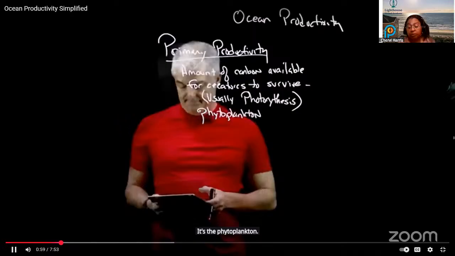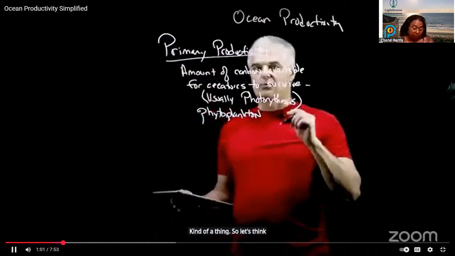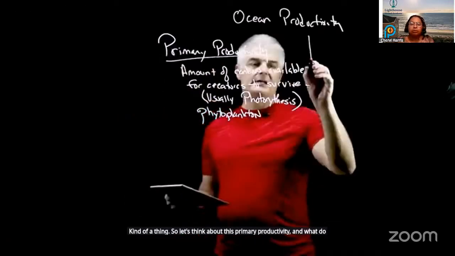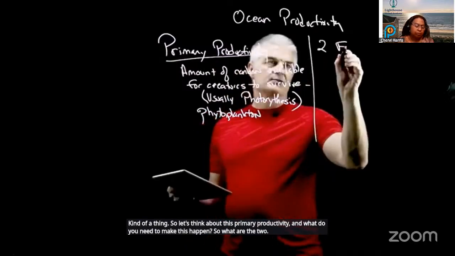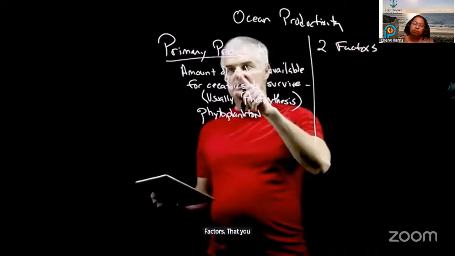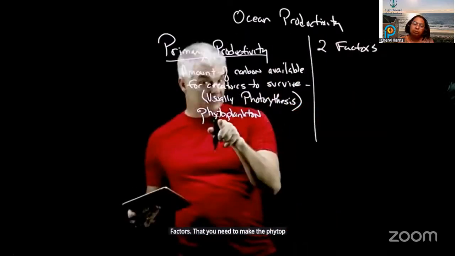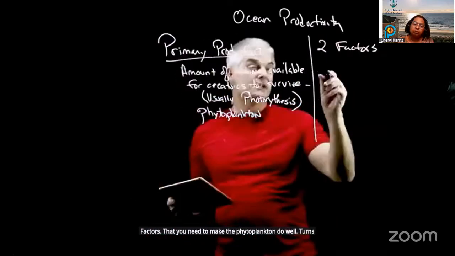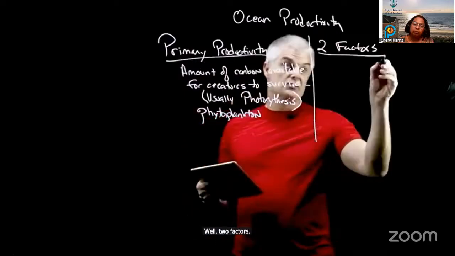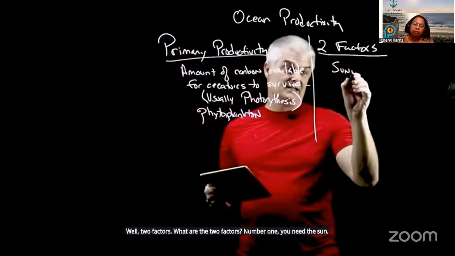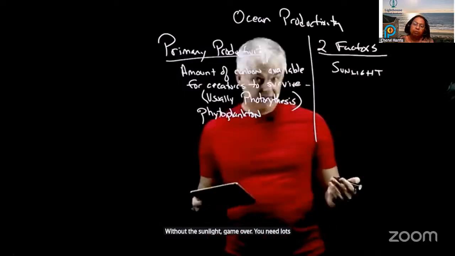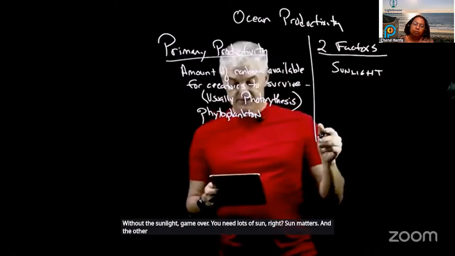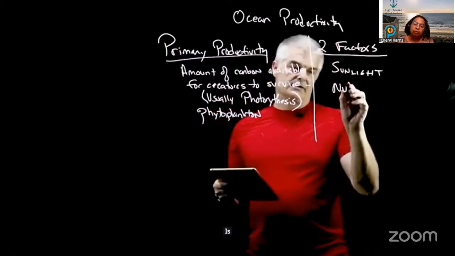So let's think about this primary productivity and what do you need to make this happen? What are the two factors that you need to make the phytoplankton do well? Number one, you need the sun. Without the sunlight, game over. You need lots of sun, right? Sun matters. And the other thing that you need is nutrients.